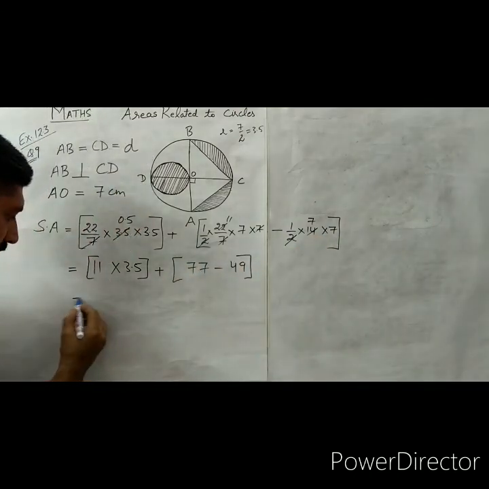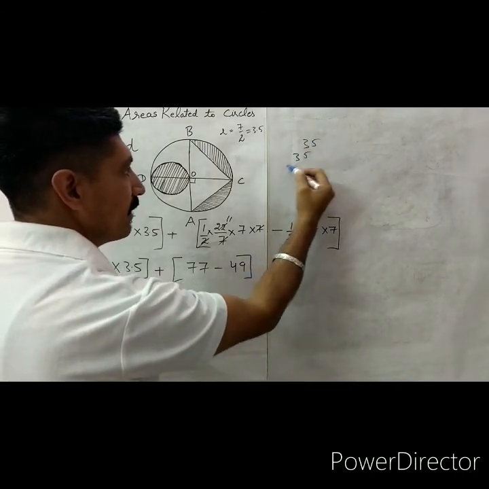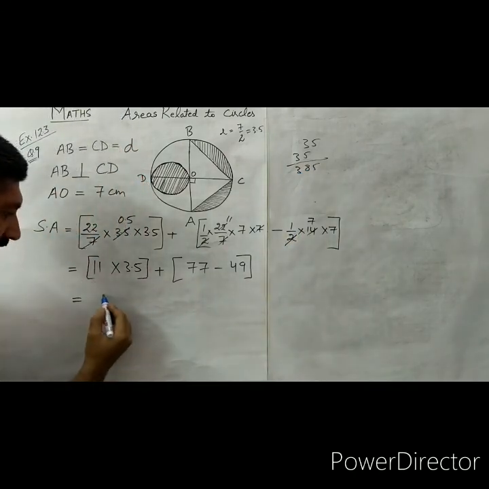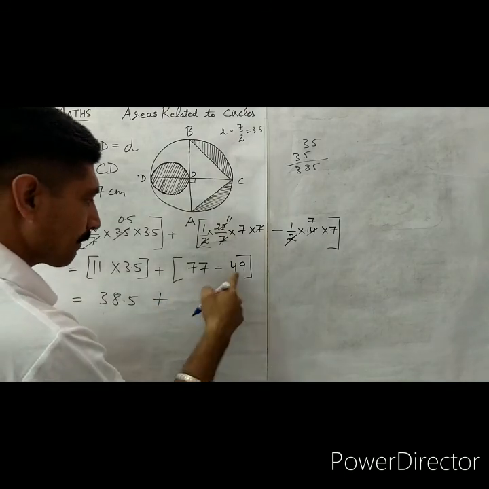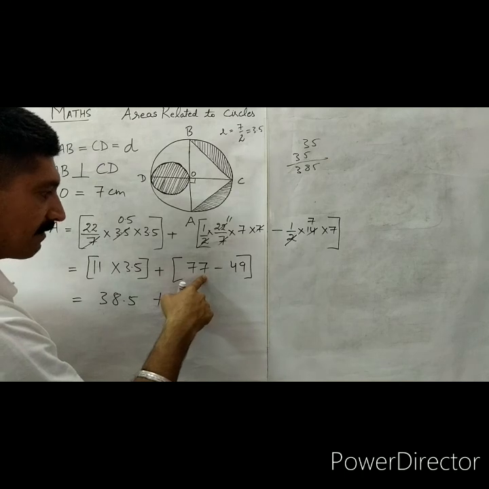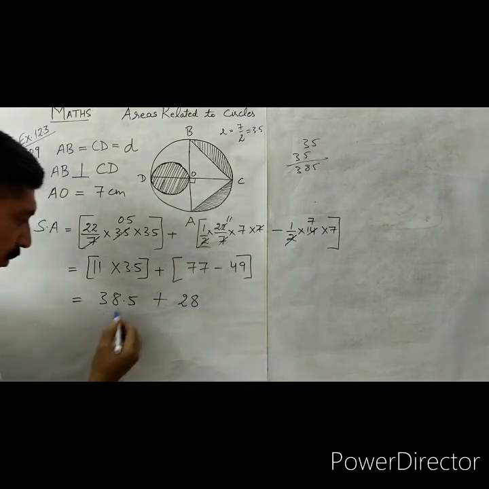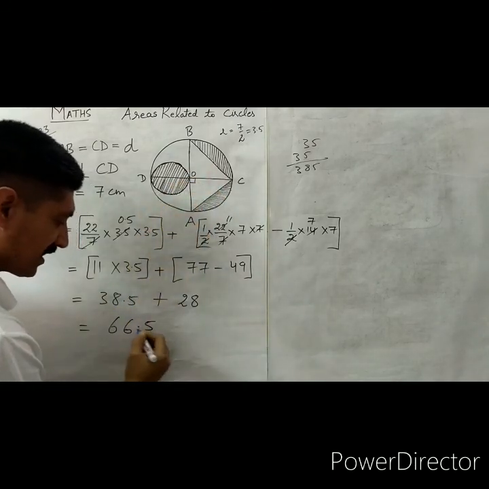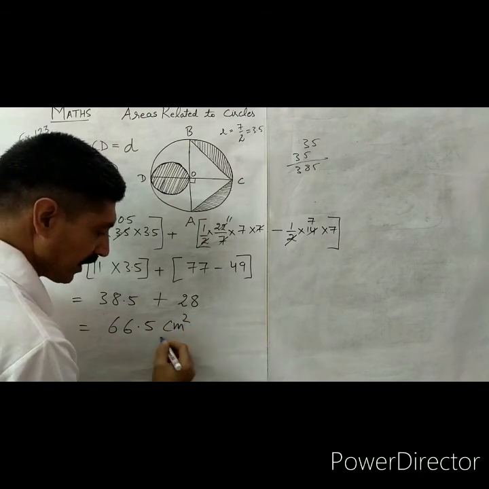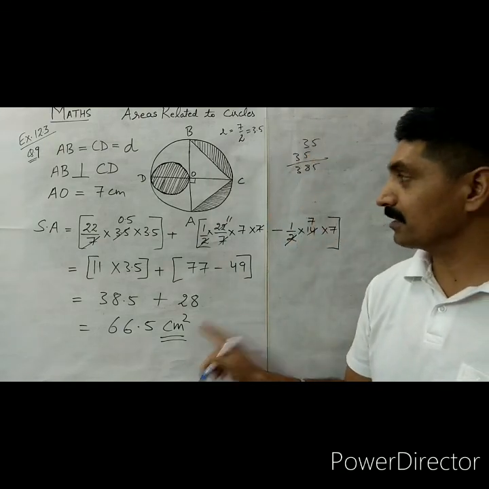So we have 3535 is equal to 385. So here it is 38.5 plus here 49. When we subtract from 77, we have, this is 8 and 1 carry 28 here. So here we have 0.5, 8 8 is 16. So here the shaded area is equal to 66.5 centimeter square. So area is always in square units. So here the unit is centimeter square.